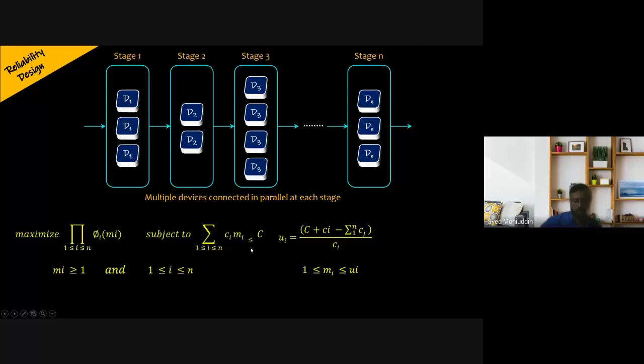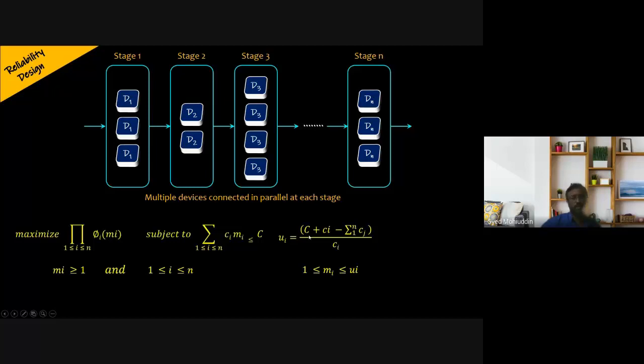And here, how many devices to use at each stage depends upon a formula U. That is, we say U number of devices. U1 means those many devices at stage 1, U2 means those many devices at stage 2, and so on. So we have a formula to compute how many devices can be used at each stage.